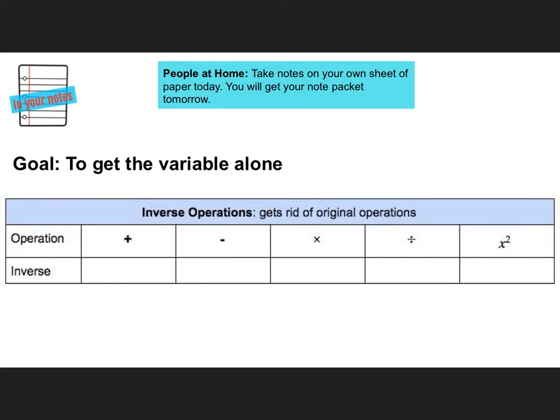So before we start, when we solve equations, our goal is to get the variable alone. To do this, we need to use something called inverse operations. And inverse operations get rid of the original operation in our problem. So, for example, if we see an addition sign, the inverse or the opposite is to subtract. Therefore, the opposite of subtraction is addition. Opposite of multiplication is division, so opposite of division is multiplication. And the opposite of a squared is a square root. So wherever we see an operation we're trying to get rid of, we will use the opposite.